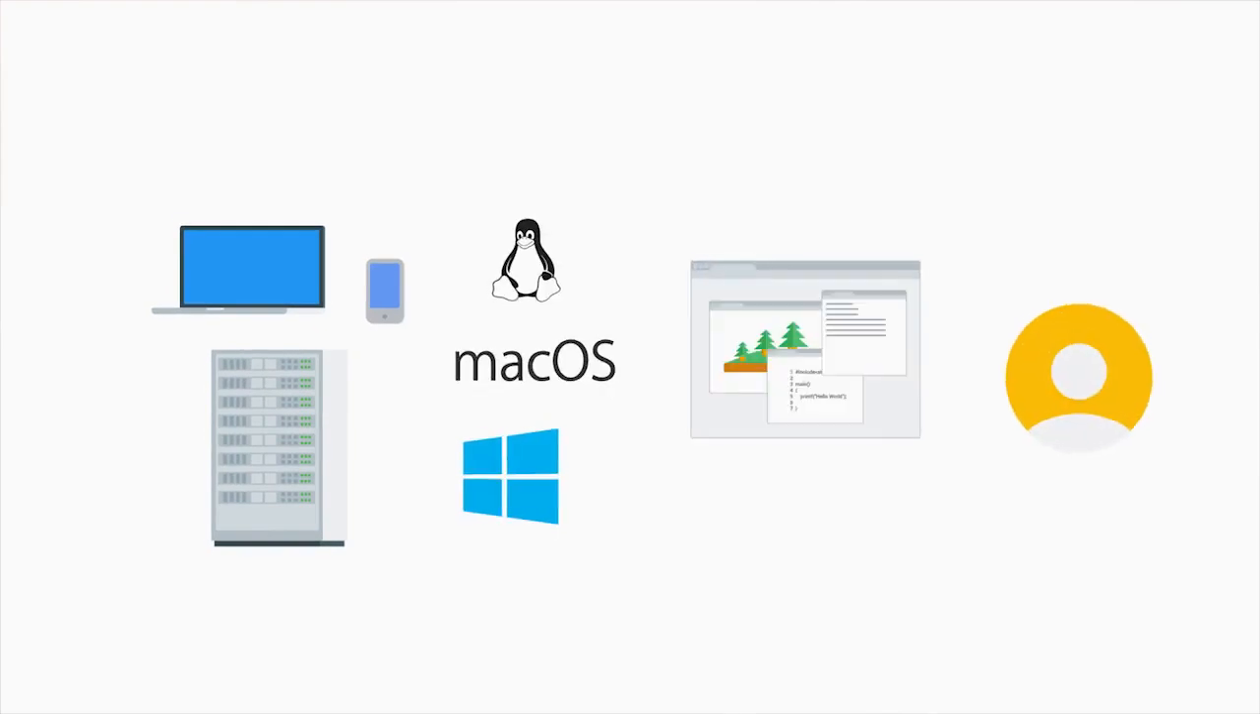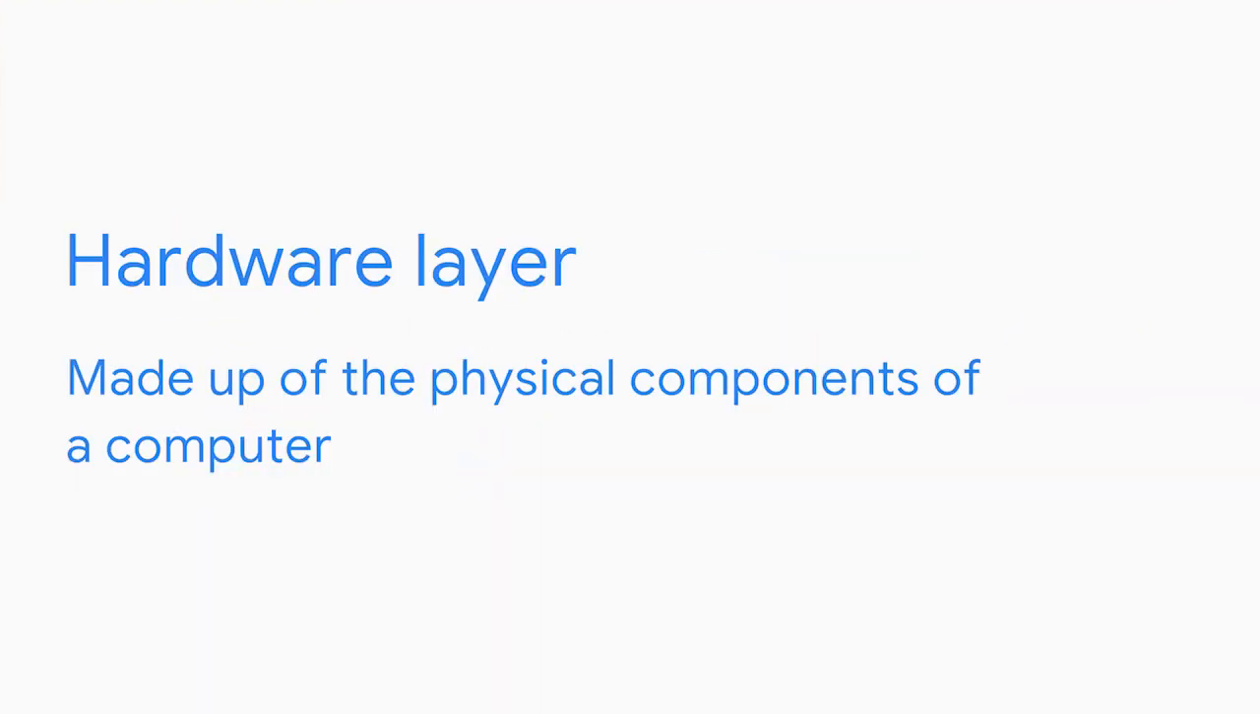A computer can be cut into 4 main layers: hardware, operating system, software, and users. The hardware layer is made up of the physical components of a computer. These are objects you can physically hold in your hand: laptops, phones, monitors, keyboards. You get the idea. In the next lesson, you'll learn all of the components of a computer and how they work. You'll even be able to build your own computer by the end of this module.